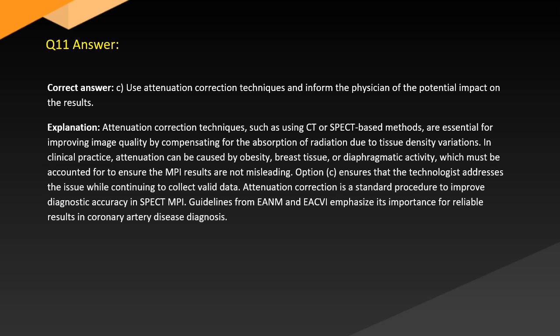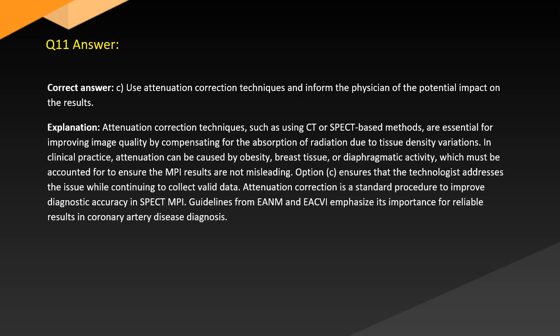Answer. Correct answer. C. Use attenuation correction techniques and inform the physician of the potential impact on the results. Explanation. Attenuation correction techniques, such as using CT or SPECT-based methods, are essential for improving image quality by compensating for the absorption of radiation due to tissue density variations. In clinical practice, attenuation can be caused by obesity, breast tissue, or diaphragmatic activity, which must be accounted for to ensure the MPI results are not misleading.